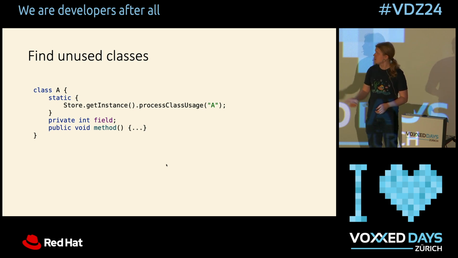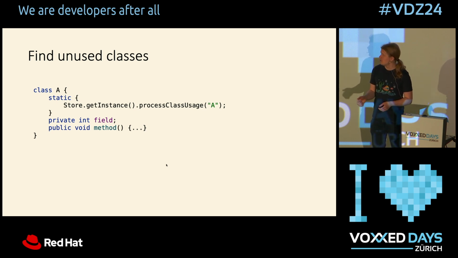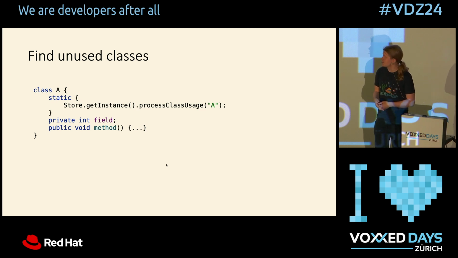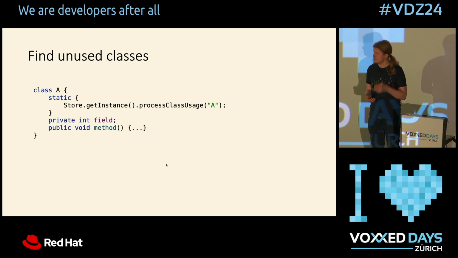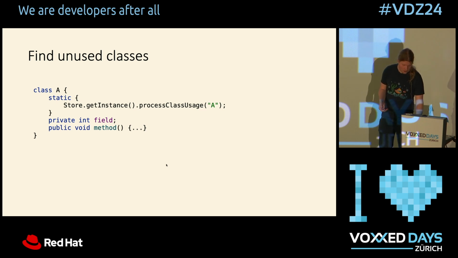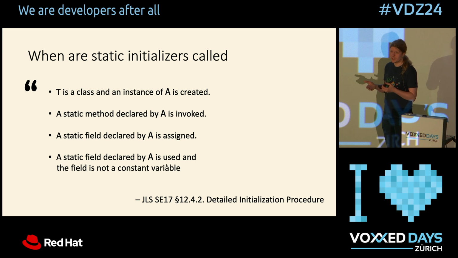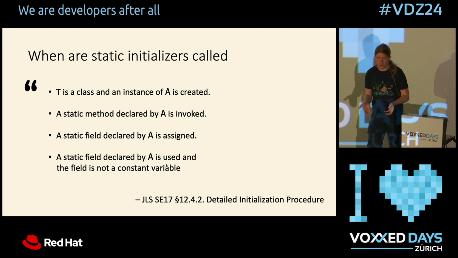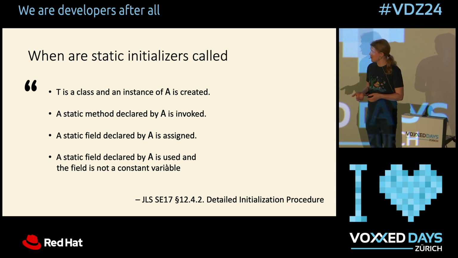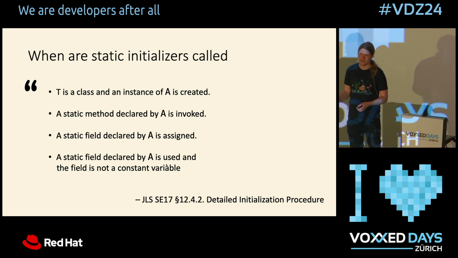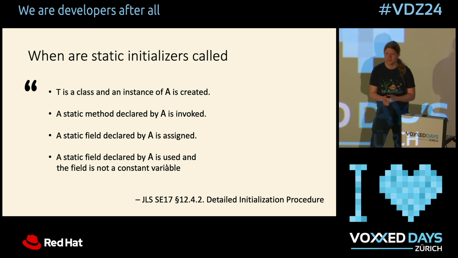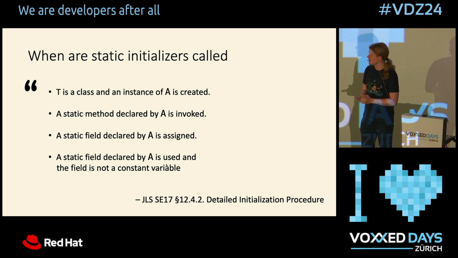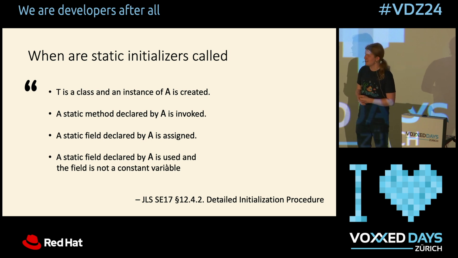So in a small prototype, I just wrote a store, that's essentially where we store this information, and it processes the class usage of the class A. And that's nice. So the question is now, when are static initializers called? And I'm an OpenJDK nerd. I work on OpenJDK, so one of my first resources is, of course, the Java language specification. It's a great read for an afternoon with lots of red wine, because it takes quite a long time, and I usually only read it in small passages.